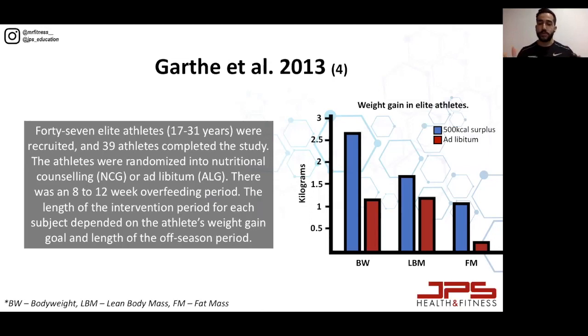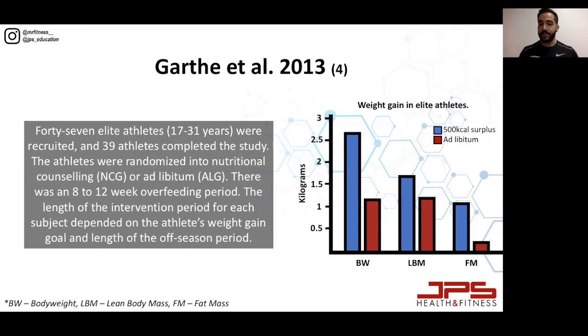So there were two groups. One group was consuming a 500 calorie surplus, which was prescribed by a dietitian, and they were getting nutritional counseling. The other group, which you can see on the graph there in red, was eating ad libitum. What that means is that they were eating based on their preferences. If you look at the results though, they were eating in a surplus because they did gain weight. That's important. So throughout this period, they were training 4 days a week, and these are the results.